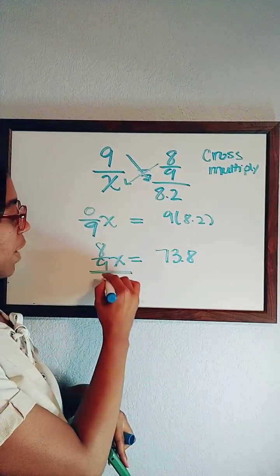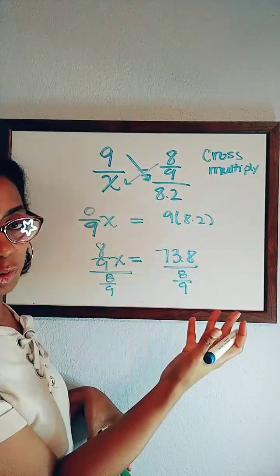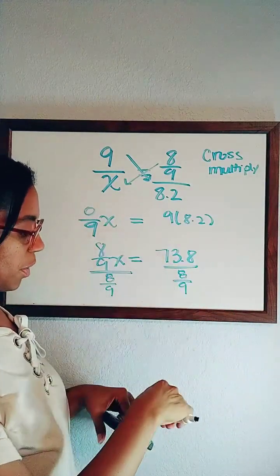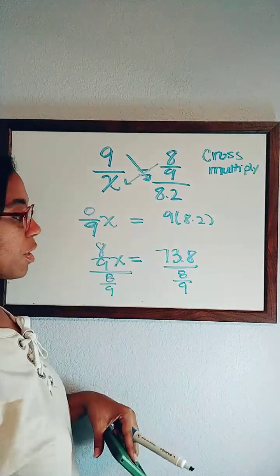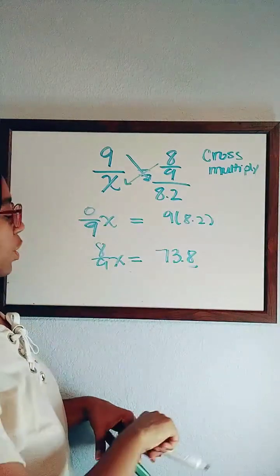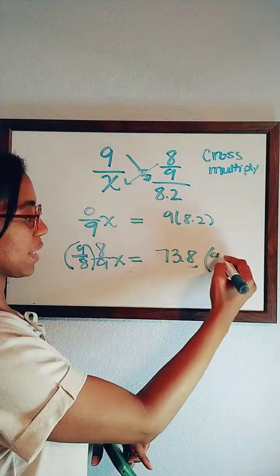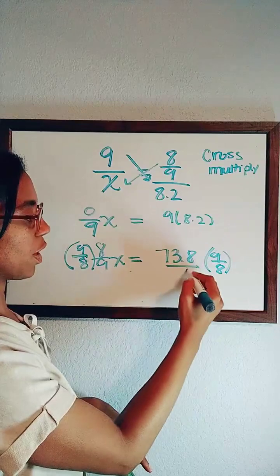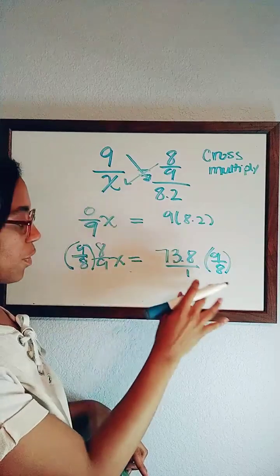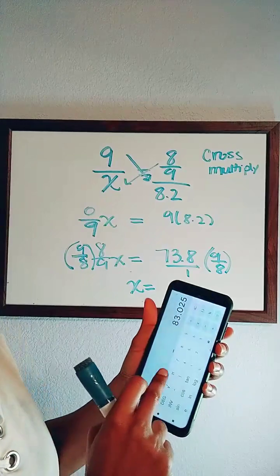So remember, we're just going to divide both sides by 8 over 9. But remember, whenever we divide by a fraction, what do we have to do? Keep, change, flip, right? We end up multiplying by the reciprocal. I just always like to show you that we're dividing by whatever we're multiplying by. So we're going to multiply both sides times 9 over 8. Remember, there's a 1 underneath here. But literally, you're just going to do 73.8 times 9 over 8.